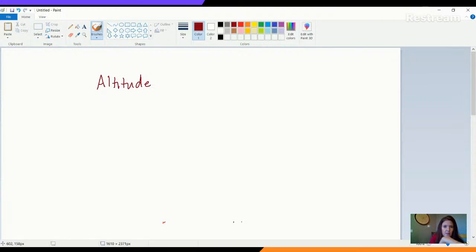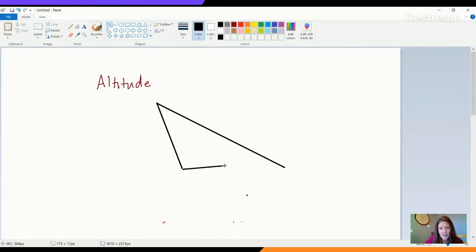The altitude. When I asked the students in class today if they knew what the altitude was, a lot of people were not quite so sure. I said to them, you actually know what the altitude is, you just didn't know that you knew. The altitude is kind of like the median, kind of like the perpendicular bisector.